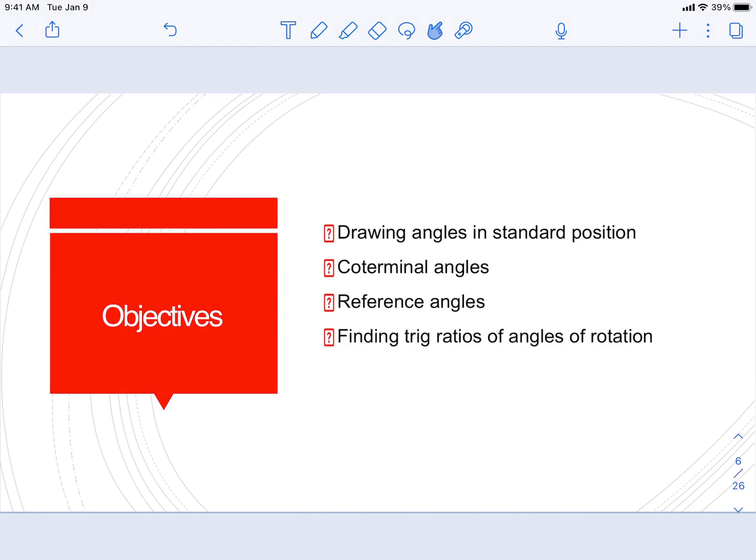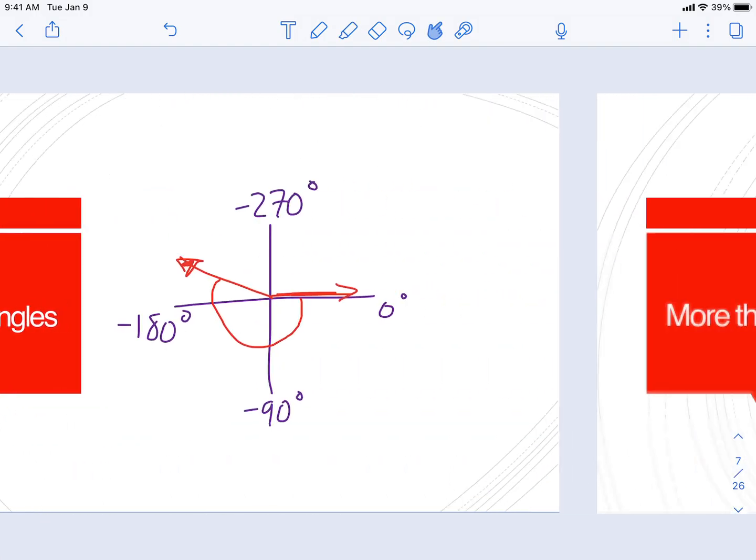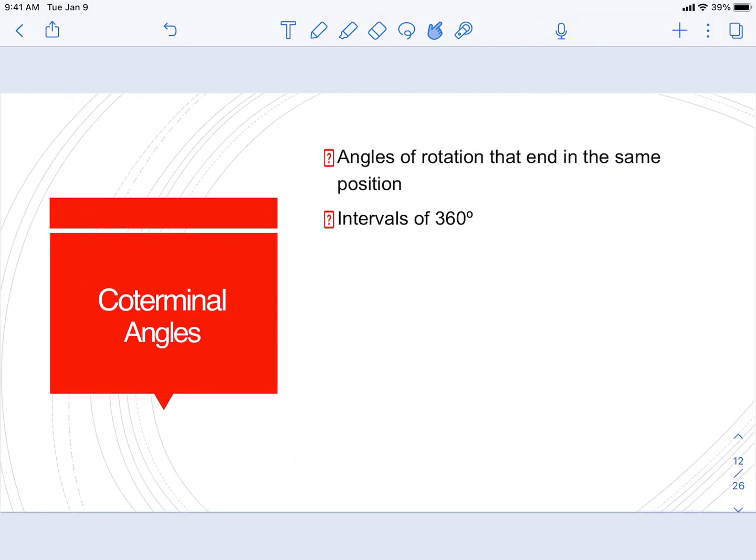In this video, we are going to be looking at coterminal angles. Coterminal angles are angles that end in the same position. For example, let's say I had something like a 210 degree angle of rotation, right?